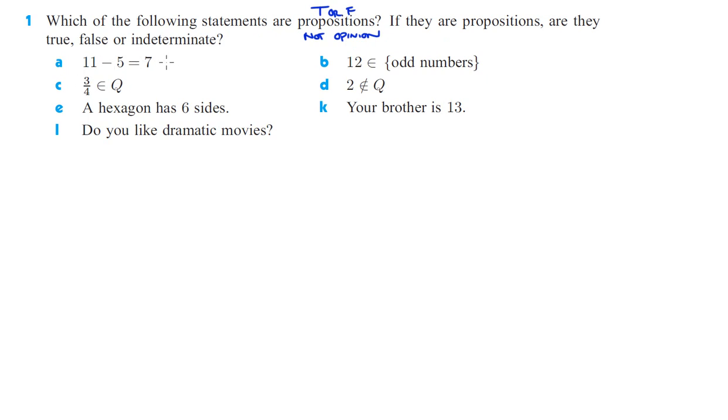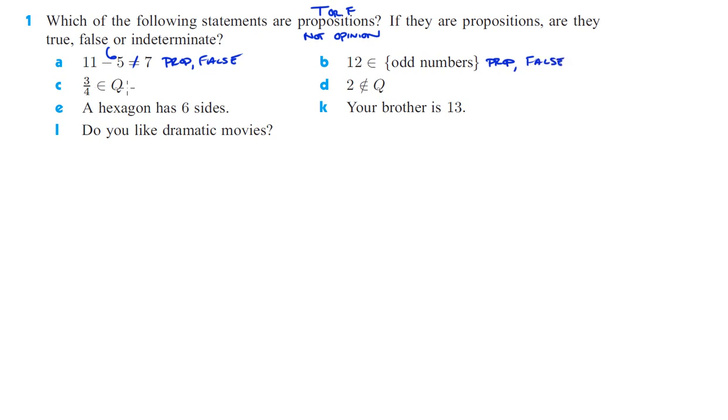11 minus 5 equals 7. So that would be a proposition because we can answer that as true or false. And 11 minus 5 is 6. 6 does not equal 7, so this would be false. Okay. B, 12 is an element of the odd numbers. That is also a proposition because you can answer that true or false. 12 is not an element of the odd numbers, so this would also be false.